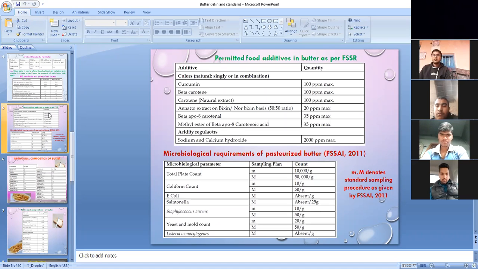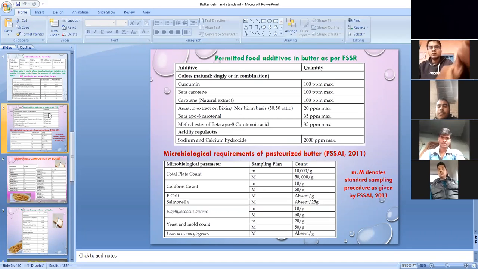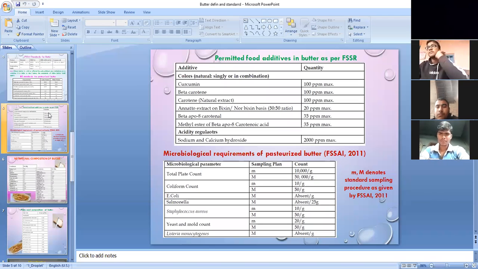Curcumin is added up to a maximum of 100 ppm. Beta carotene, पता है तुमको कहां से आता है beta carotene? Beta carotene का content not more than 100 ppm. उसी तरह से carotene नेचुरल एक्सट्रैक्ट में भी 100 ppm से ज्यादा नहीं होना चाहिए.